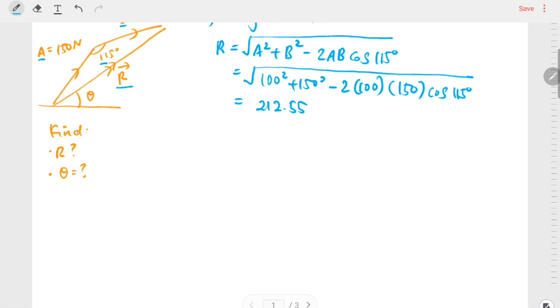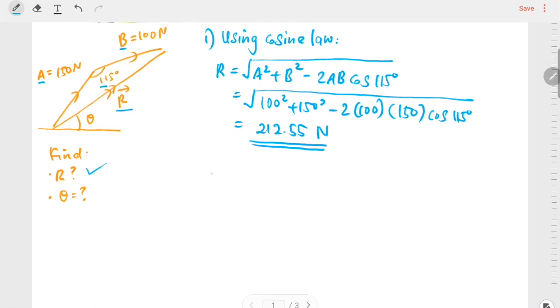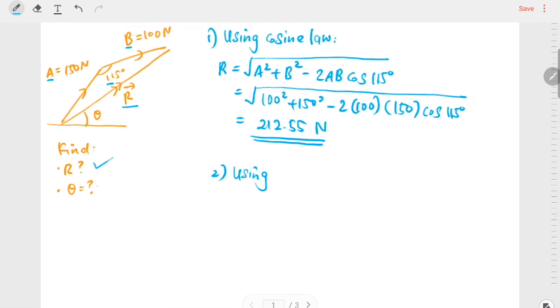What is the unit? The unit is Newton, because A is in Newton and B is in Newton. So by right, the resultant force should also be in Newton. Okay, so now you already have the magnitude of the resultant force. The next step is we can calculate the direction of the resultant force by using the sine law.